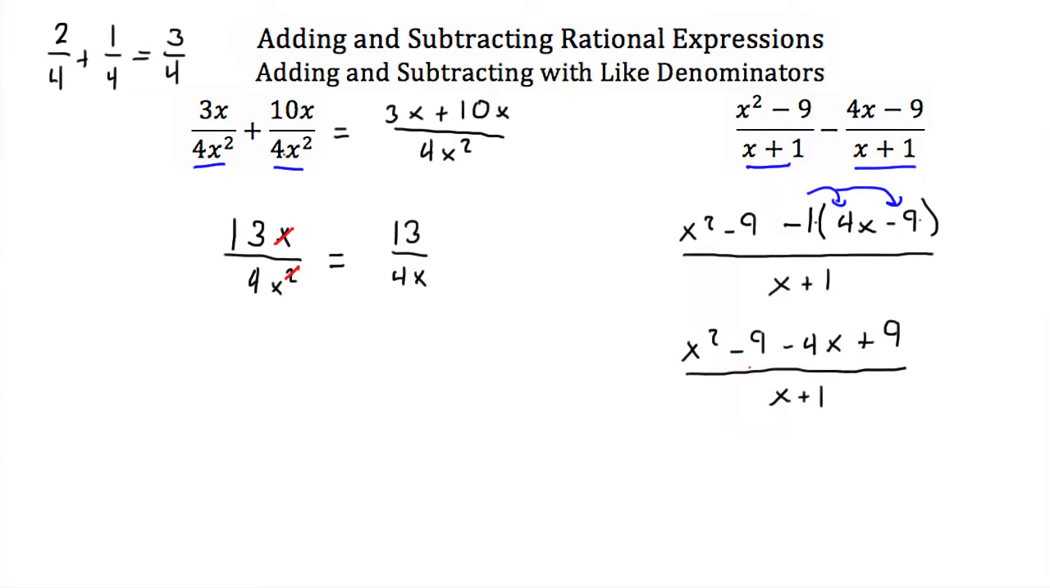Now -9 plus 9 is 0, so those will cancel, and we'll be left with x squared minus 4x over x plus 1. So the easiest way to do a subtraction problem is just to turn it into an addition problem by distributing that -1 through the second term.